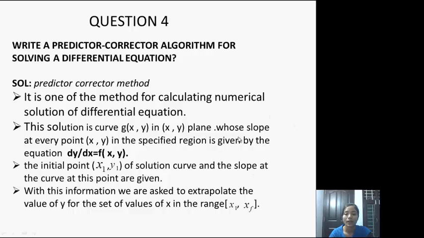What do we mean by the solution of a differential equation? This solution is a curve, that is g of x comma y, in some plane x comma y, whose slope at every point is given by dy by dx equals f of x comma y. The initial point and the slope are given, and we are asked to extrapolate the value of y for a set of values of x in the range x1 up to xf.